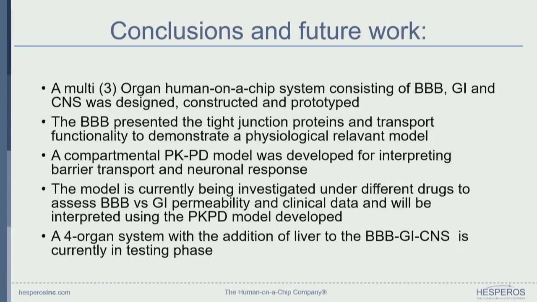Like I said, currently this model is being investigated with a wide range of drugs, and the model itself will be applied to all of these drugs to look at the efficacy. Finally, a final step that we're also looking at is including a liver with this model, that way we can also include metabolism. That's a summary of everything that I have today.